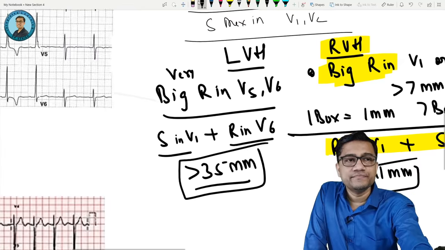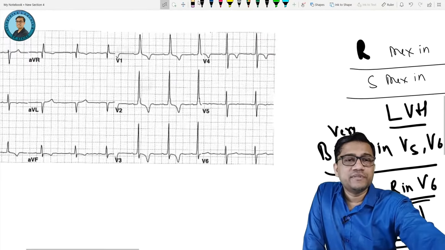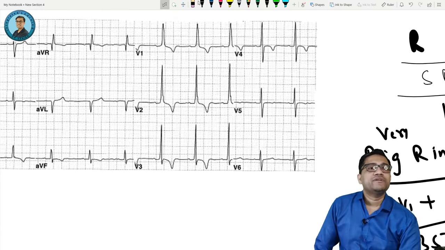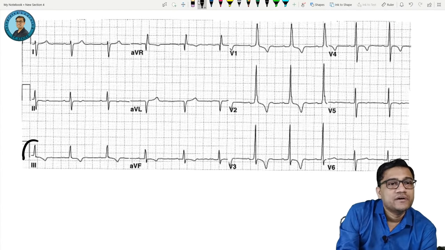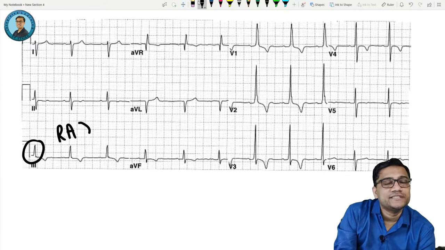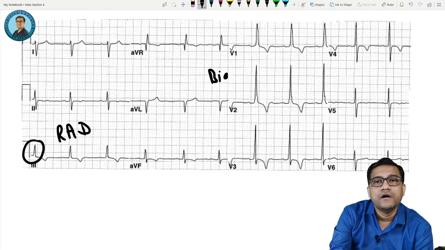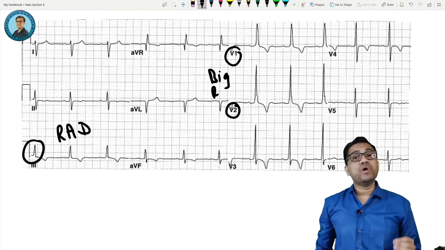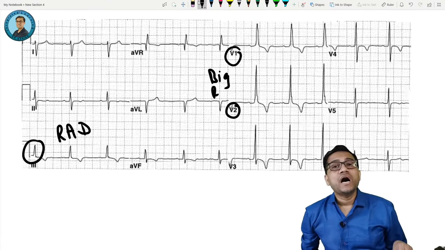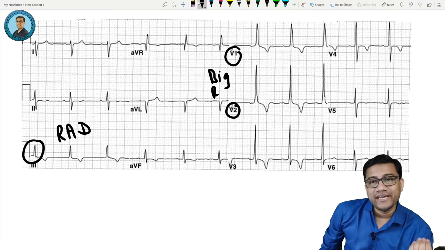Okay, so please come look at this. Can you see something very, very strange here? First, the axis is what? What shift? Right axis deviation. Clear? And you see very big R in V1 and V2. So V1, V2 are showing very big R waves. So what does it indicate? Right ventricular hypertrophy.